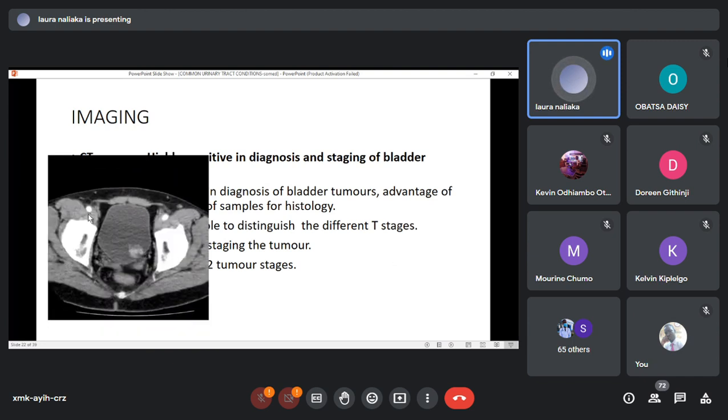This is a CT scan of the pelvis, showing us the bladder filled up with urine. These are the pelvic bones, and this is a well-defined mass on the inferolateral aspect of the bladder. You can see it's taking up contrast, and this was seen to be a bladder tumor.